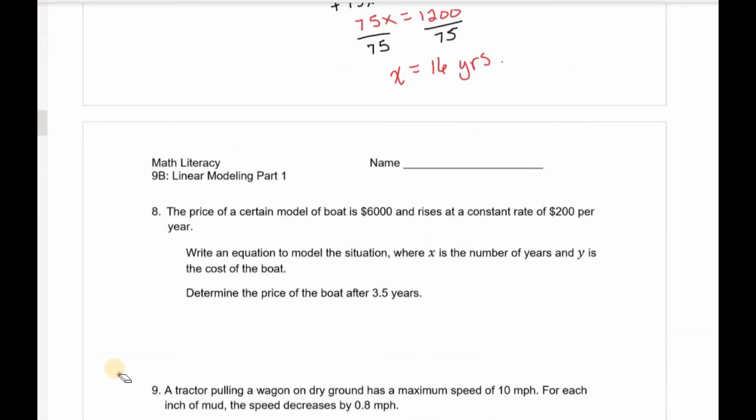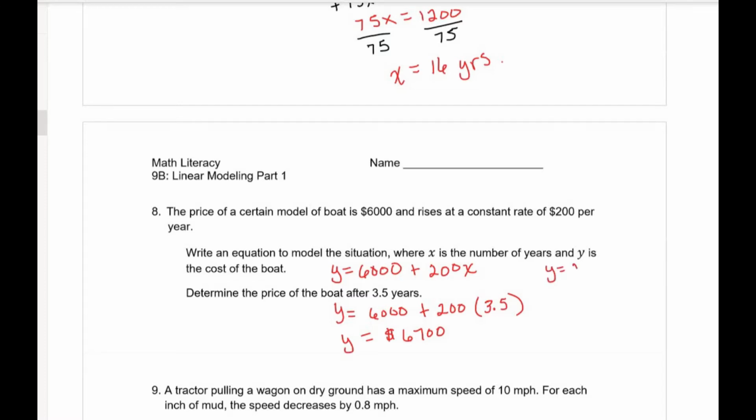Okay, problem 8. The price of a certain model of boat is $6,000 and it rises at a constant rate of $200 per year. Write an equation to model the situation where x is the number of years and y is the cost of the boat, and determine the price of the boat after 3.5 years. We'll give you a minute to pause the video and try to do this problem on your own. And there are your answers. Now, if you had written this equation as y equals 200x plus 6,000, that's okay as well.